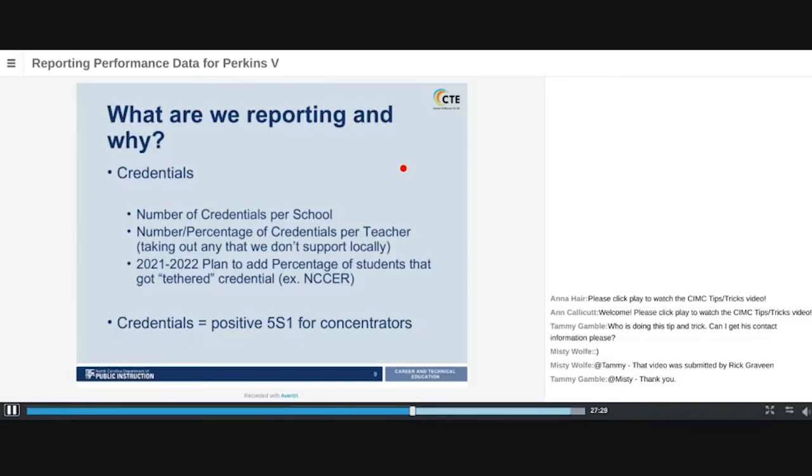Now, for 2021, 2022, I am going to add another report that shows which students got the tethered credential, like all credentials within NCCER. So in my district with 4 comprehensive high schools, I actually have 10 teachers who teach a trade for NCCER.